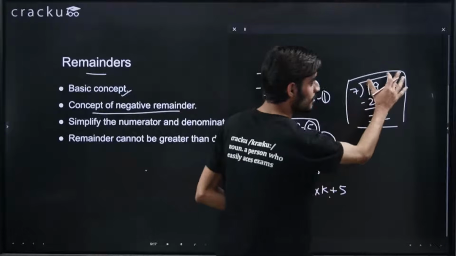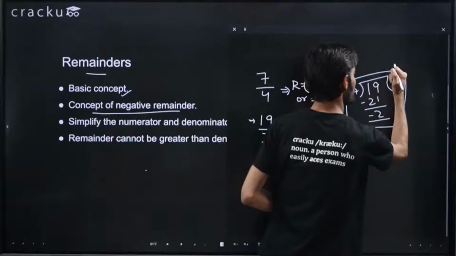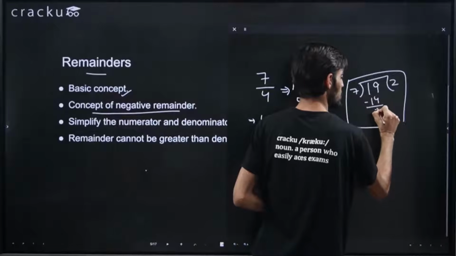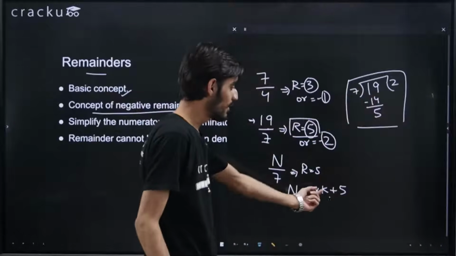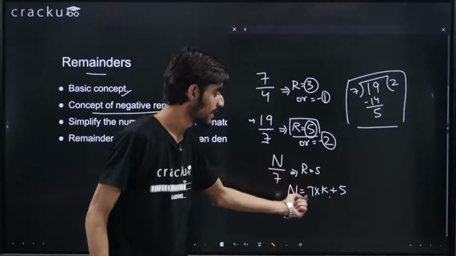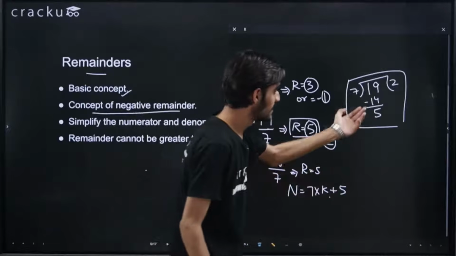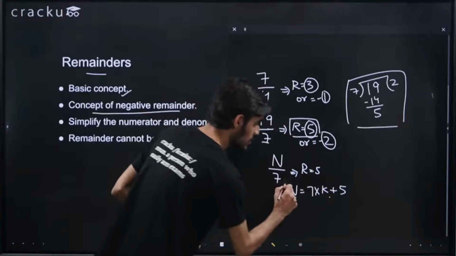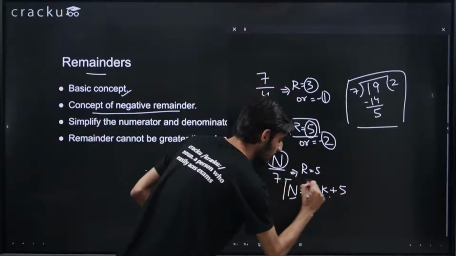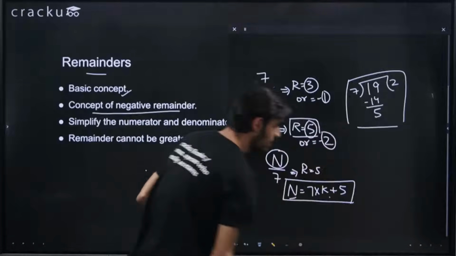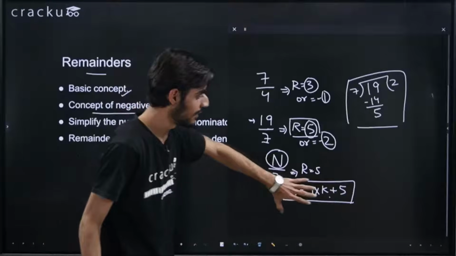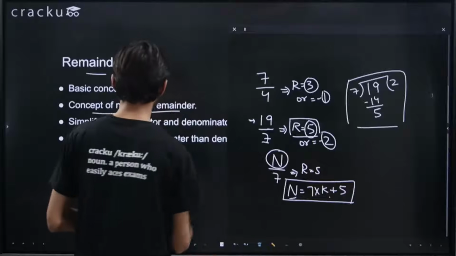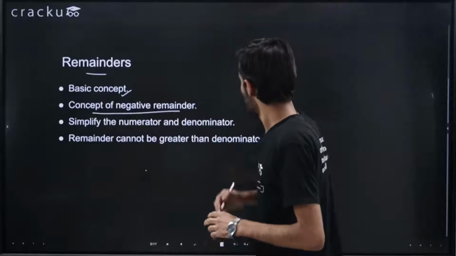So I think you can understand with the help of this example, when we did it with the positive remainder, 7 into 2 is 14. So the remainder will be 5. In this case, the value of k will be 2. So 7 into 2 is 14 plus 5, 19. Or if there is some larger number, we can just substitute the value of k and get the value of n. So basically, if we don't know the value of n, we can represent it in this form. Whatever the value of n, it will follow this form: 7 multiplied by some constant plus 5. Okay, I think this should be clear.